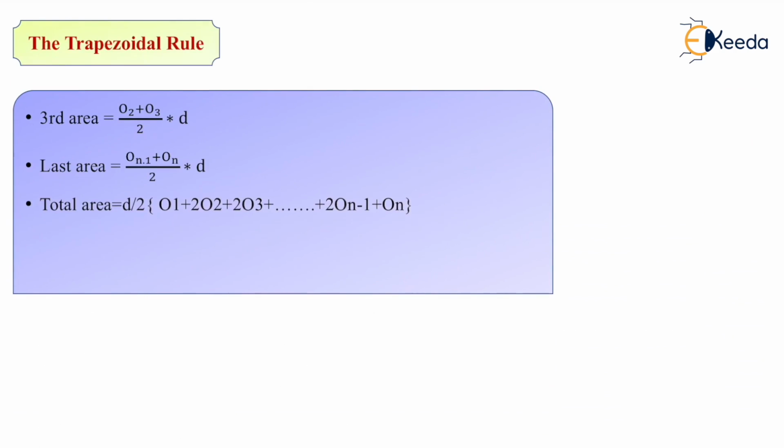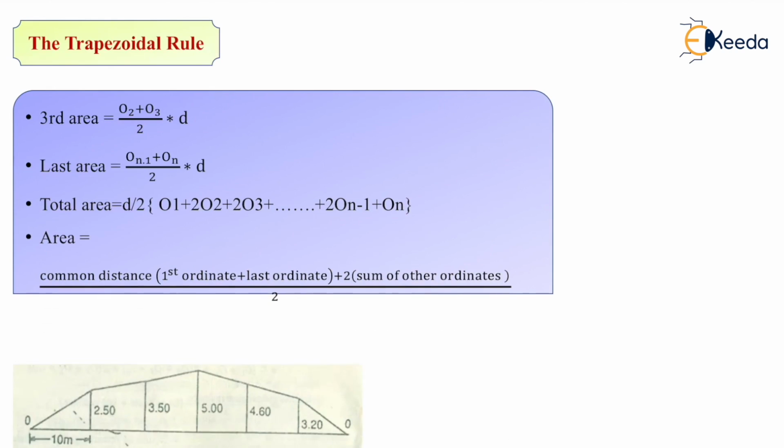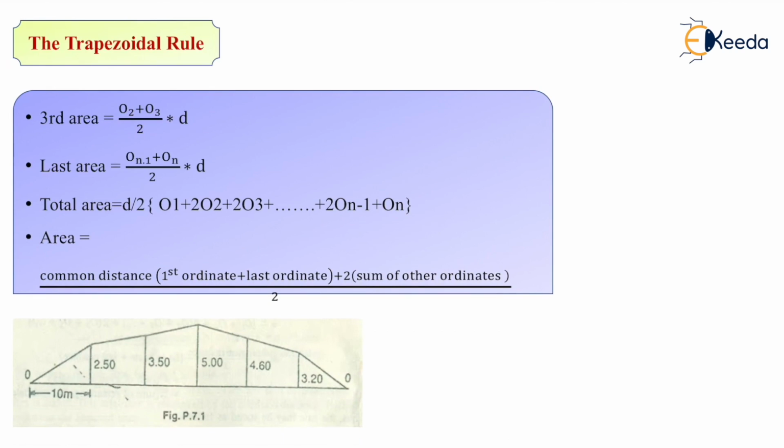In the same way we have to calculate the areas of each portion and then apply the formula, which is: total area is equal to common distance upon 2 into bracket first ordinate plus last ordinate plus 2 into summation of remaining ordinates. The formula is very useful for finding out area. And the same figure we use over here also.